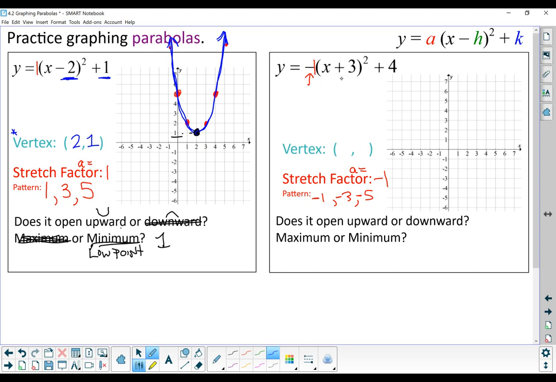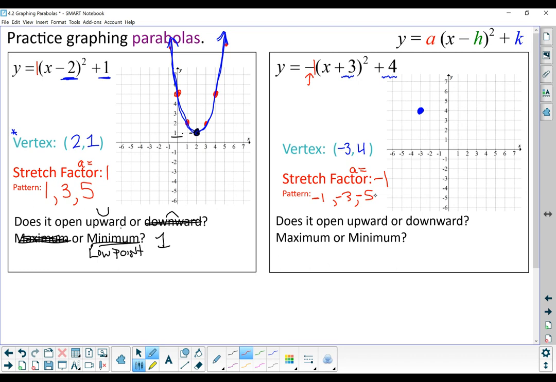Our vertex, or starting point, we get from these two numbers. So it's going to be -3, 4. In the grouping, change the sign. The 4 stays the same. So -3, 4 is over here in the second quadrant.